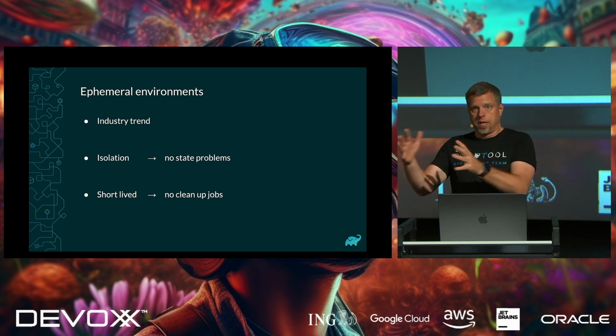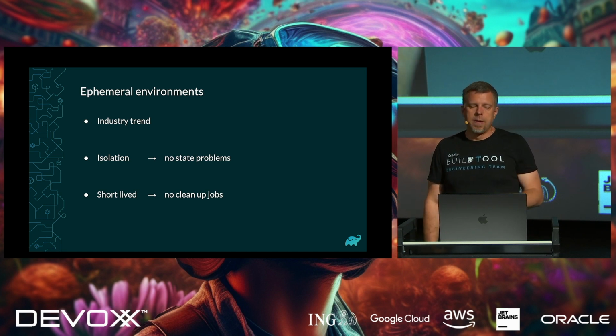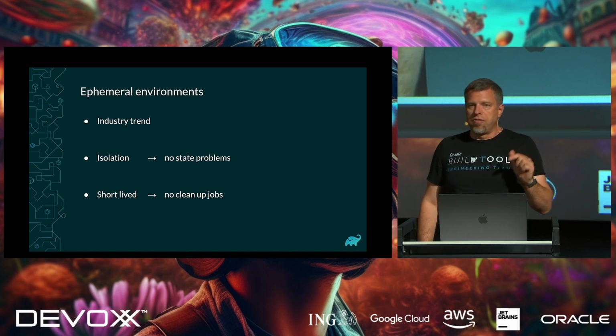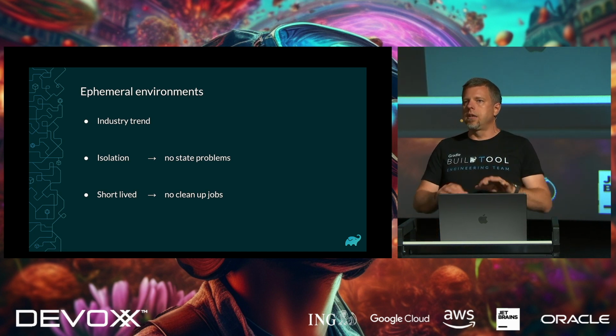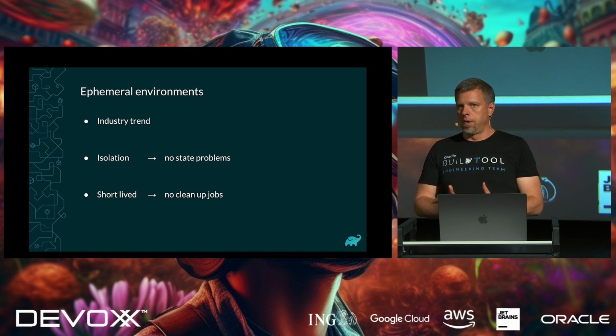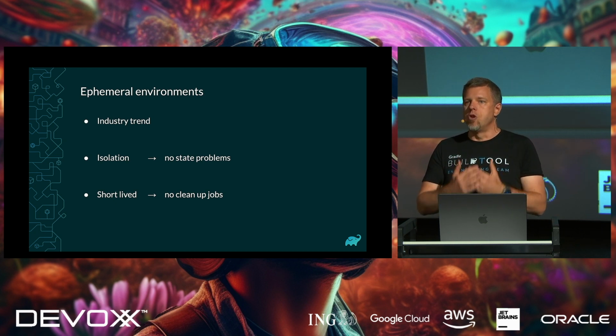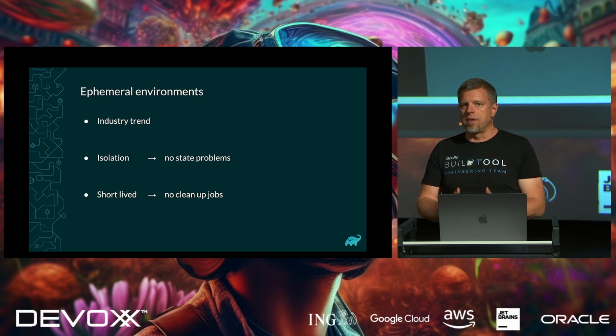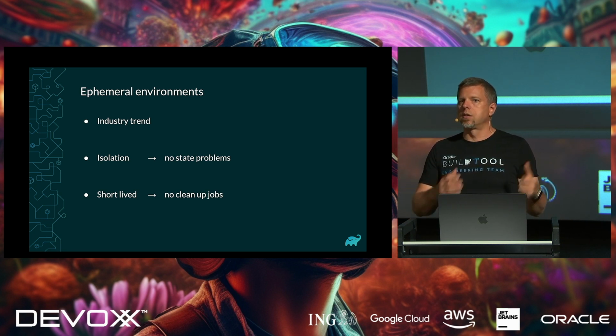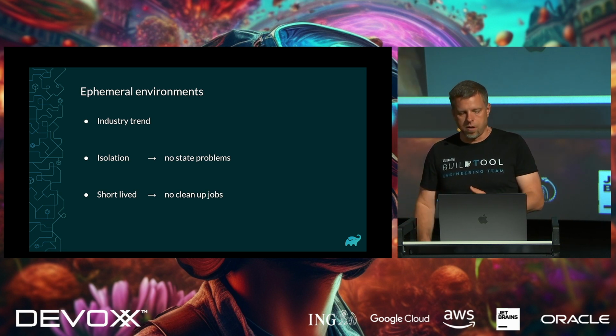And they're short-lived, like the disappearing part. Now, the fact that they're isolated means that we're trying to escape the state problem. But it doesn't mean that we should have no state at all. It just means that we should have a very well-known state and then not inherit any unwanted artifacts from the execution we ran on that environment.